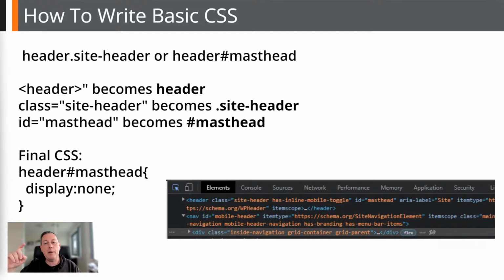And then we've got our curly brackets, and then the CSS statement is display colon none with a semicolon. What that's saying is that for the header with that particular ID of masthead, I don't want to display it at all. So that should remove that one header from that one page. Now, I'll show you where to put the CSS a little bit later on in the slides.